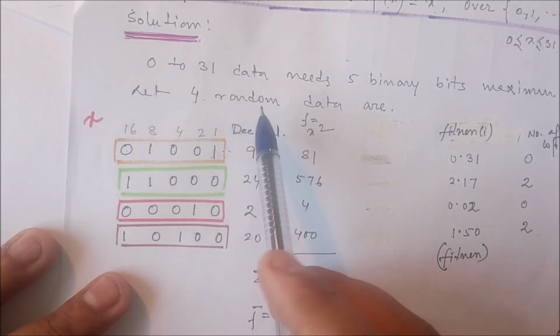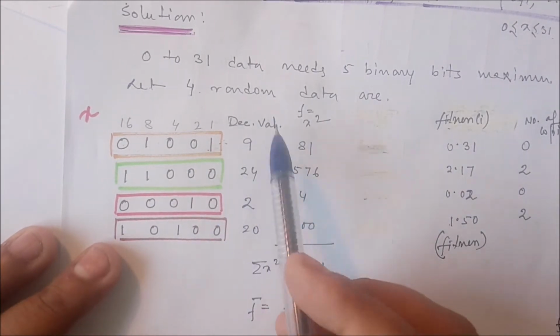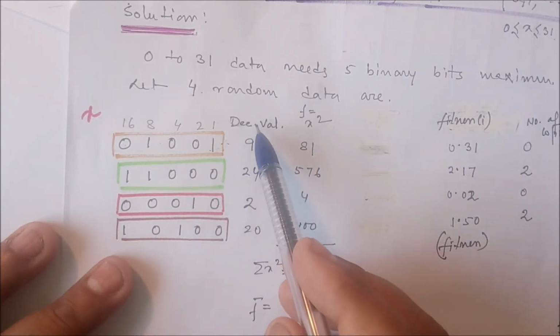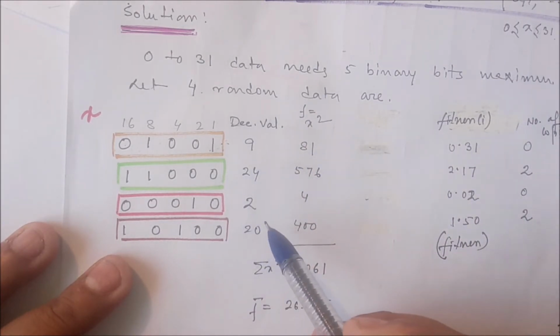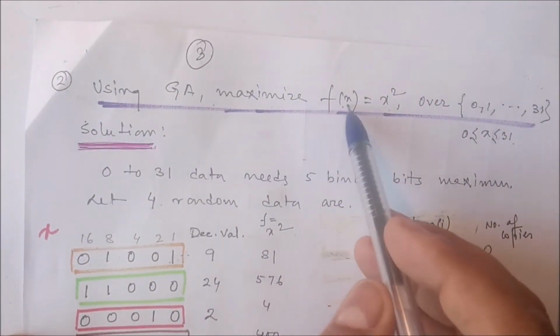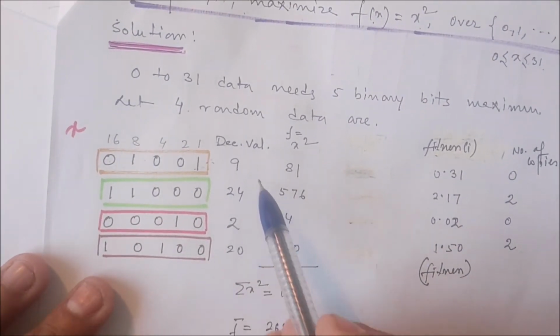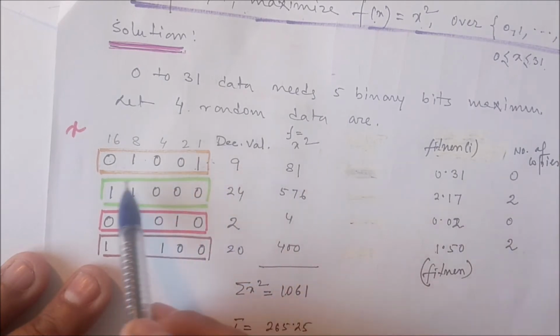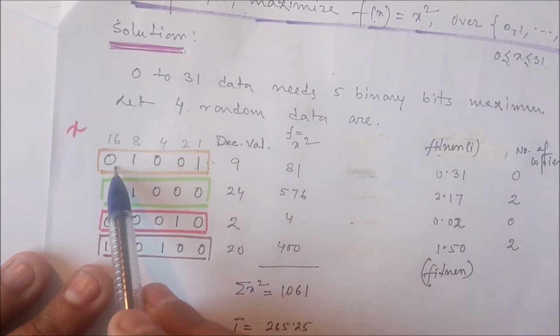So let 4 random individuals, say these are the random individuals, and here assume that these are the decimal values, and this is the fitness value. Our aim is to maximize f(x). And what is f(x)? f(x) is equal to x square. So we can see here, this is a random individual, and this is the decimal value of this. So this is 0 1 0 0 1.